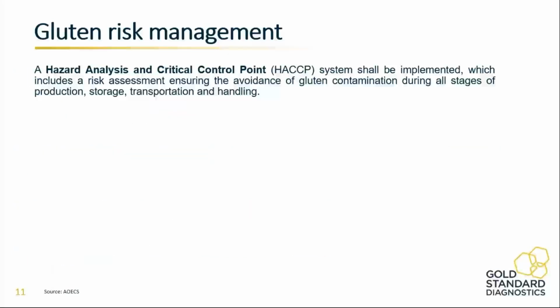So to assure this no contamination, we need to follow a system, an HACCP system should be implemented. It includes a risk assessment ensuring the avoidance of gluten contamination during all stages. I mean, production, storage, transportation, and handling. So right now we are going to see some of them.